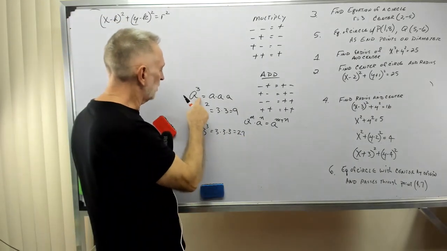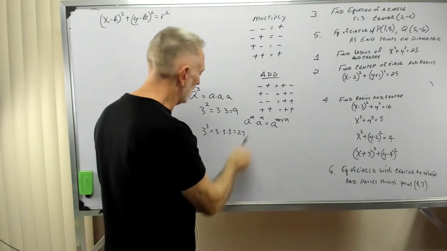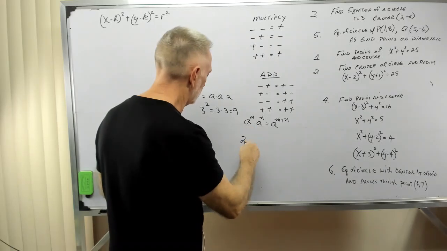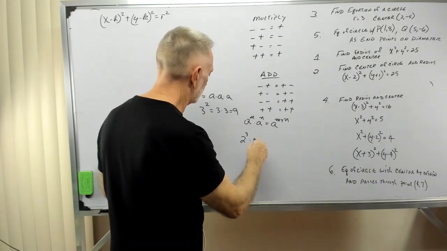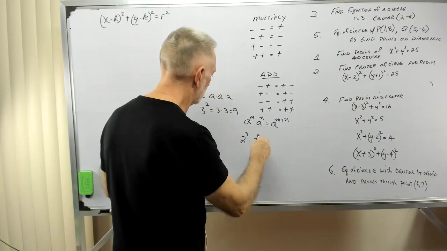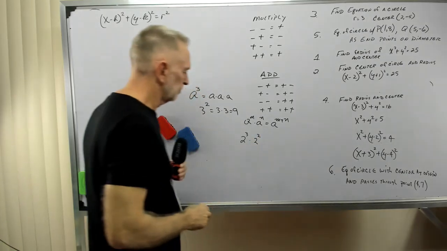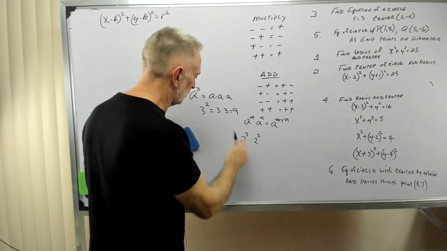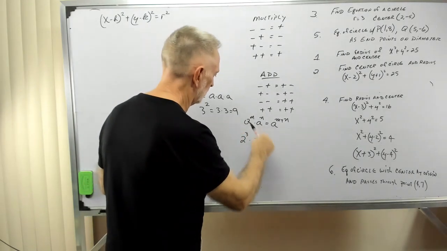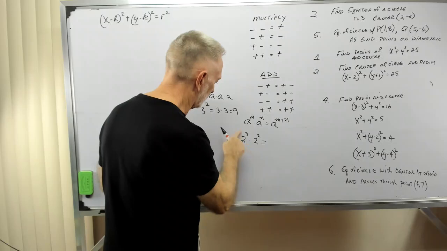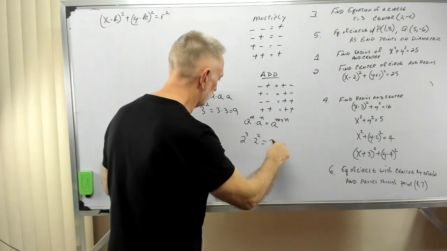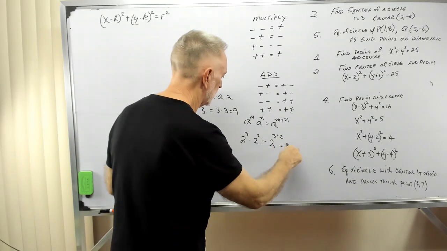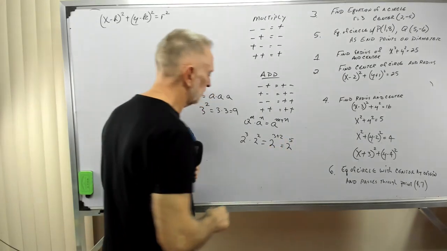So remember this, and you could challenge yourself with this. Let's say I have 2 to the 3rd power times 2 to the 2nd power. Okay, what is that? Well, let's use this rule. That's a to the m plus n. So that's 2 to the power of 3 plus 2, which is 2 to the 5th power.